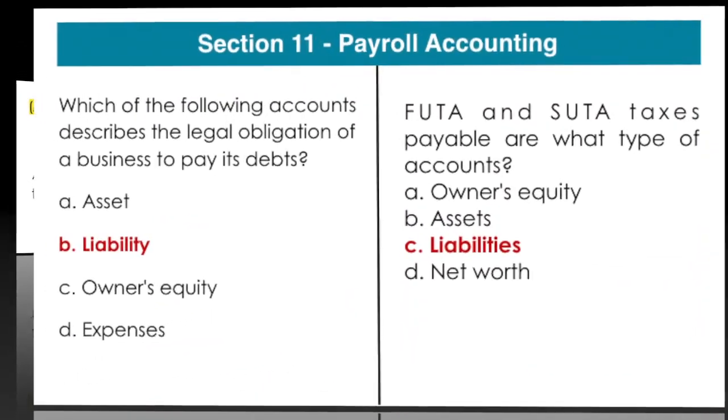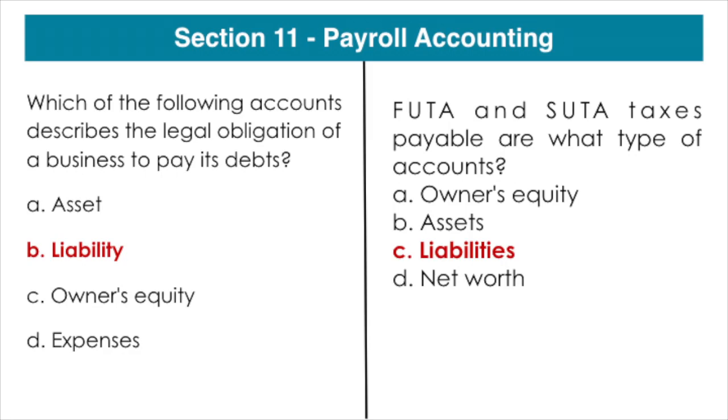Let's review some of the material that we have learned. Which of the following accounts describe the legal obligation of a business to pay its debt? When we talk of the legal obligation, we are talking about the liability. So the answer is B, liability. Next, FUTA and SUTA taxes payable are what type of account? Now the key word is payable. So it's a liability account.